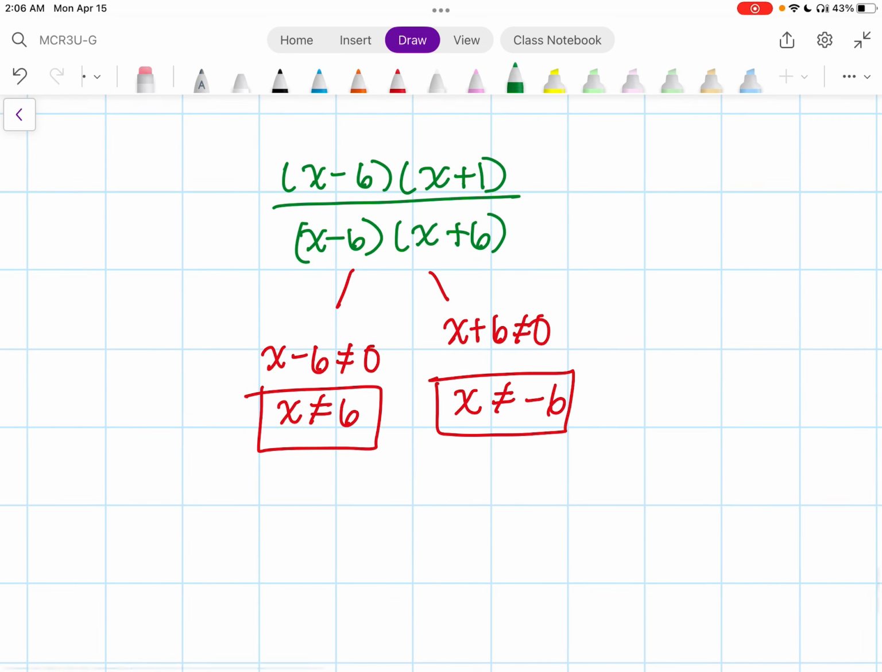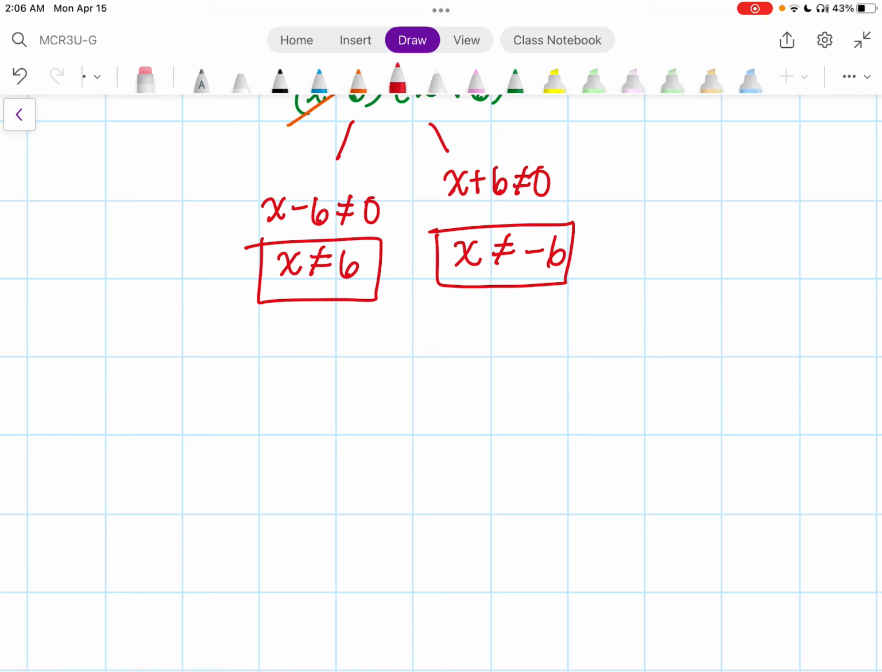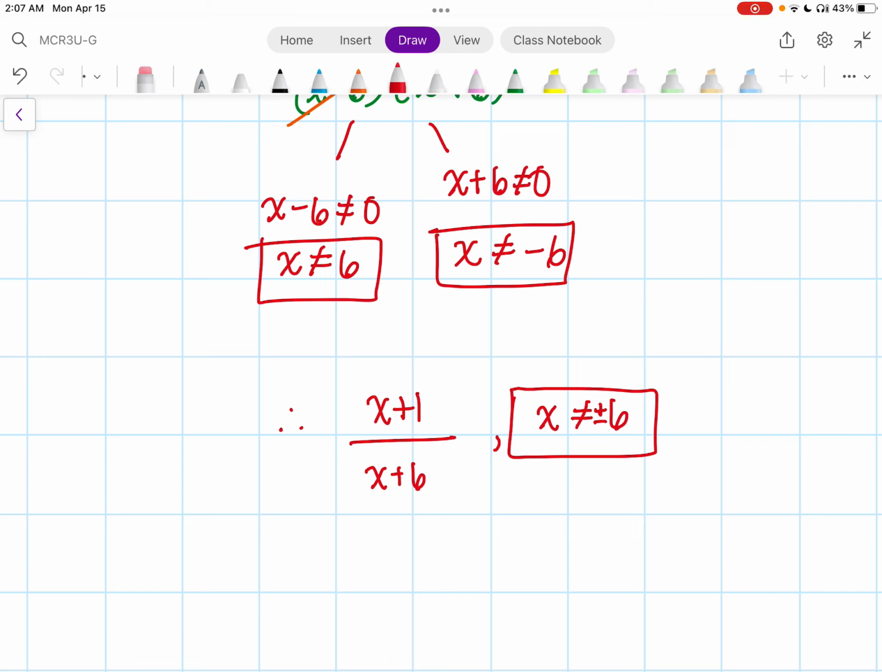Now I'm just going to go ahead and cancel out anything that needs to be canceled out. So the x minus 6 and the x minus 6 can be canceled out here. So I'm left with x plus 1 over x plus 6, such that x cannot equal plus or minus 6. So I'm just being a little bit lazy, but you can write it as two separate things. And that is the answer.